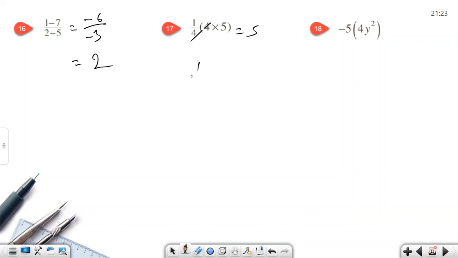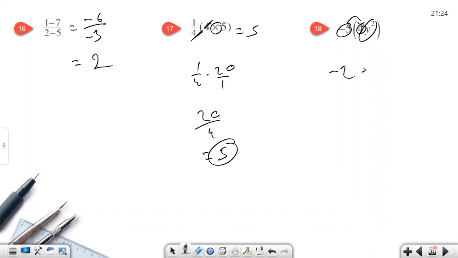Let's try. 4 times 5 is 20. 1 over 4 multiplied by 20. Right here, 20 divided by 4 is 5, so you can simplify, if this is multiplication. If it's not multiplication, we cannot. So here you only need to multiply the coefficient, and this one is a variable, so we cannot do anything about it. Minus 20y squared, because minus 5 times 4 equals negative 20.